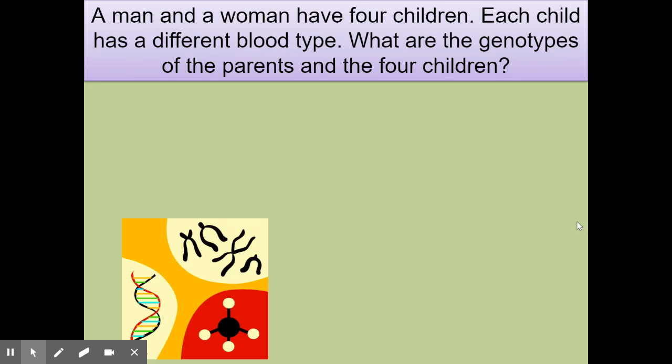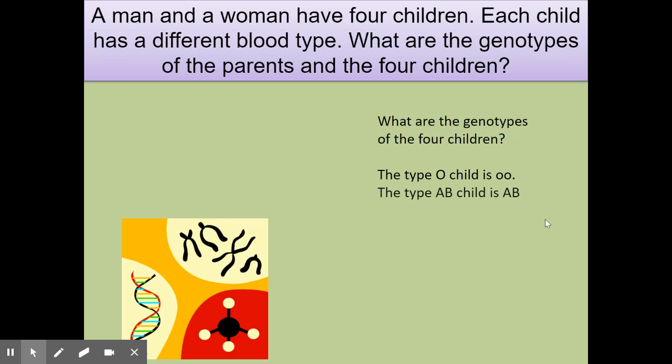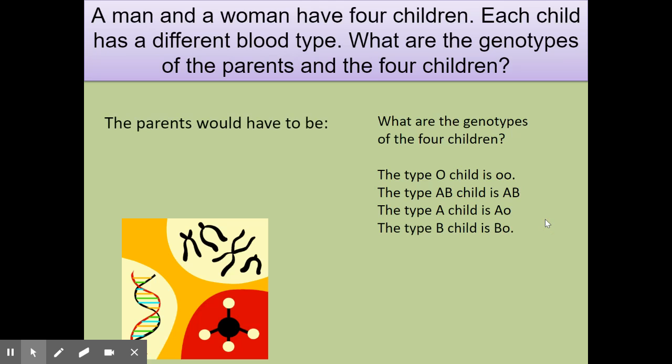Let's do another one. A man and a woman have 4 children, and each child has a different blood type. What are the genotypes of the parents and potentially the genotypes of the 4 children? So now we kind of have to work backwards in this case. What might be the genotypes of our 4 children? Well, if we need 4 different blood types, one child has to be type O. One child has to be type AB. The type A child is maybe AO, and the type B child is potentially BO. If that were the case, our parents would technically have to be AO and BO. If we cross these 2 parents, that would give us then 4 different genotypes for their children.